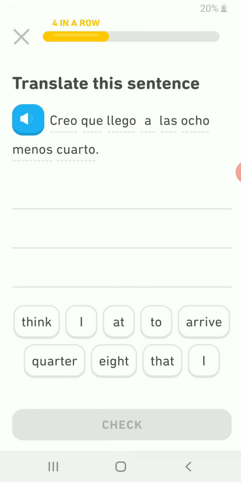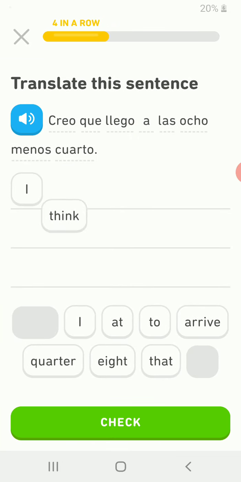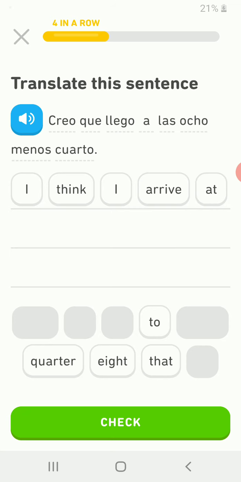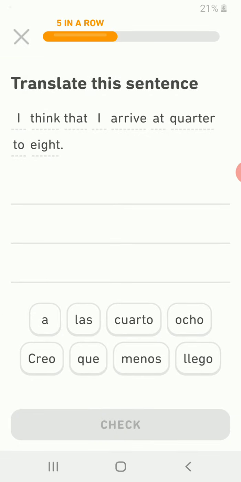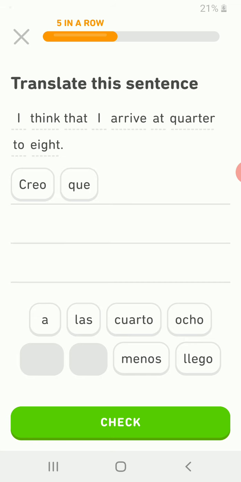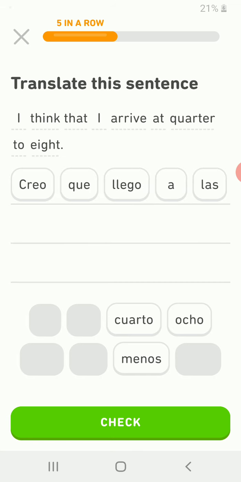In is en. Creo que llego a las 8 menos cuarto. So I think. Creo que llego a las 8 menos cuarto. So 7:45. I think I arrive at 7:45. I think that I arrive. Okay, so creo que llego a las 8 menos cuarto.